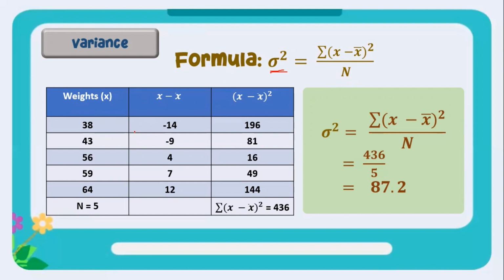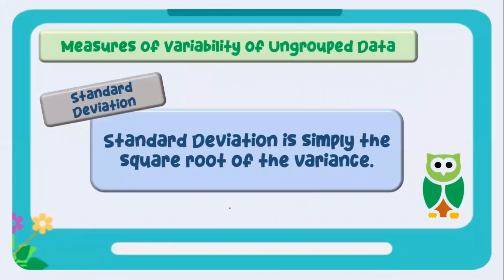So let us use our mean to subtract from each of the weights to get the deviations from the mean. So we have here -14, -9, 4, 7, and 12. Squared, we have here 196, 81, 16, 49, and 144. The same as what we have solved on the last pages. And then get the summation of the square deviations from the mean, which is equal to 436. So substituting into the formula, we have here 436 divided by 5, and we get the same value of our variance.